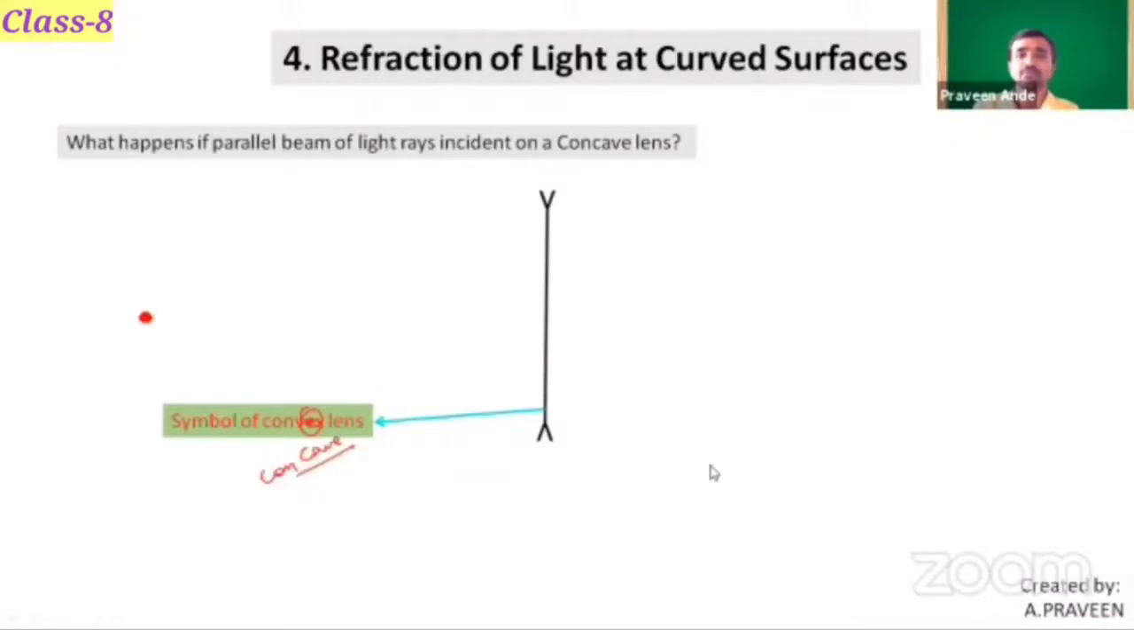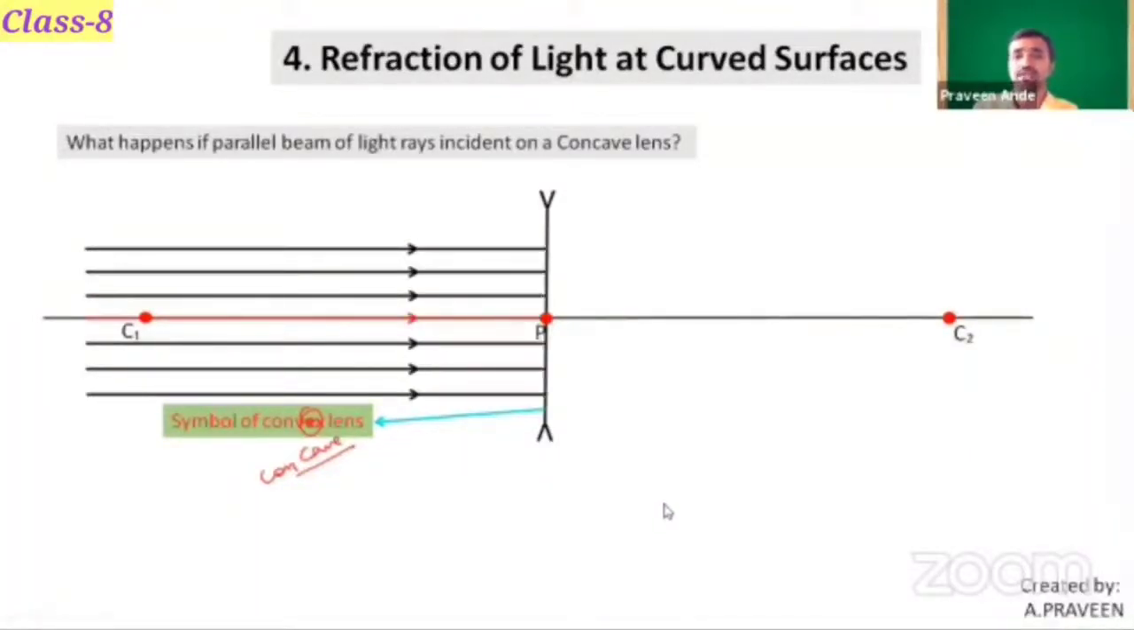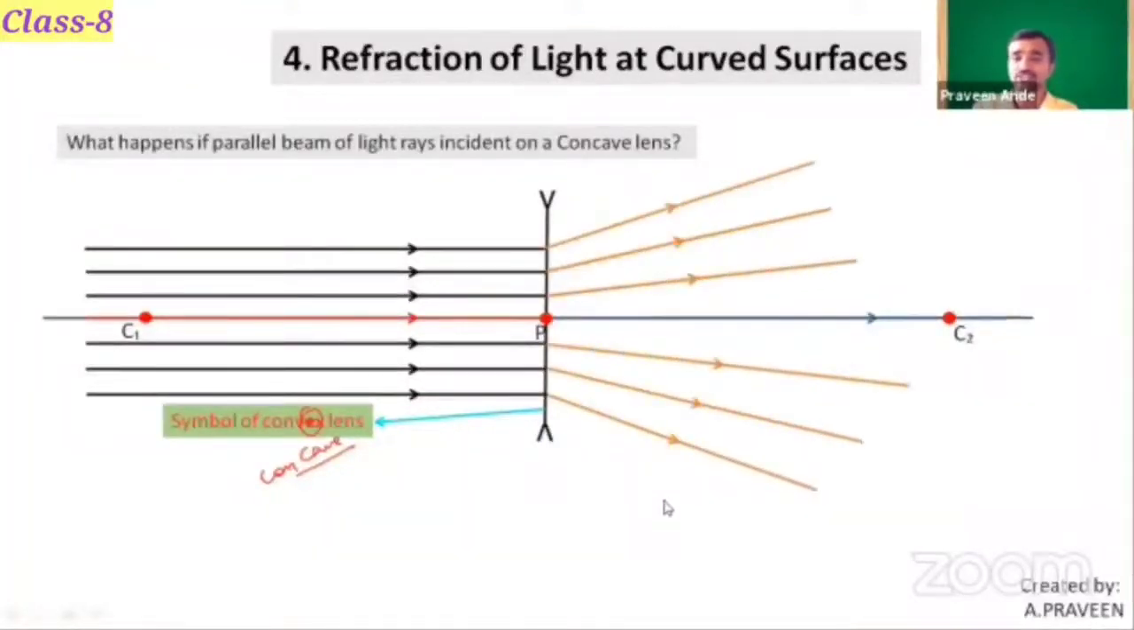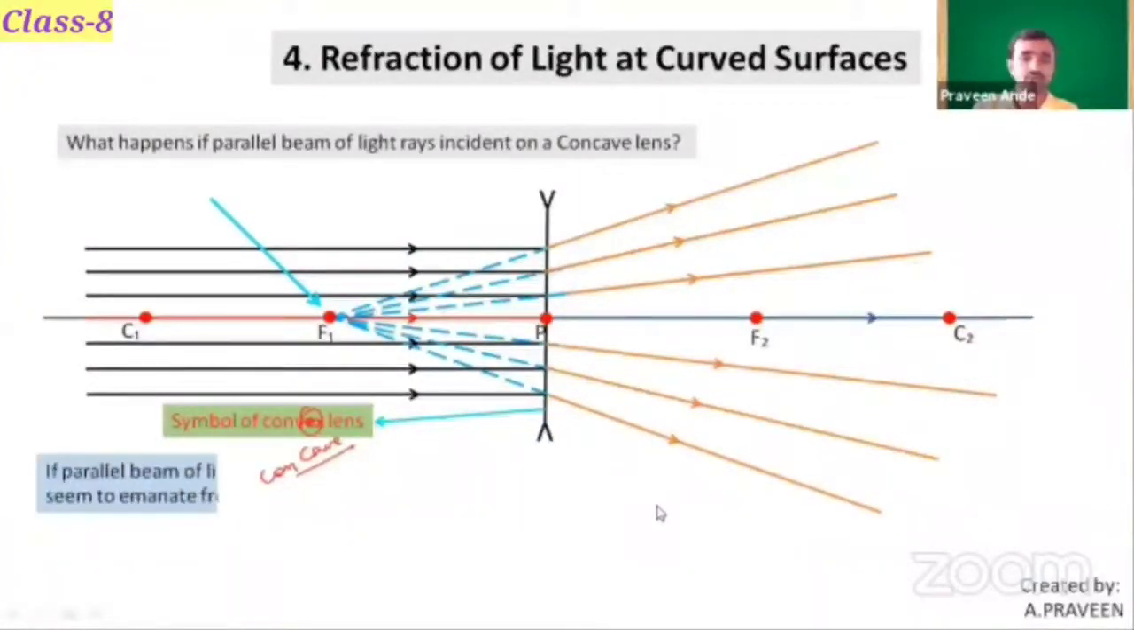Then identify its centers of curvature. Join them. This is called the principal axis. Then locate the pole or optic center. Next, the focal points. How are we identifying those focal points? Using a parallel beam of light rays, that is, parallel to the principal axis. Then that behavior we already know. They appear to diverge from a point. That is what we give here as its focus F1, and it is called the focal point. On the right side also we will do the same thing.